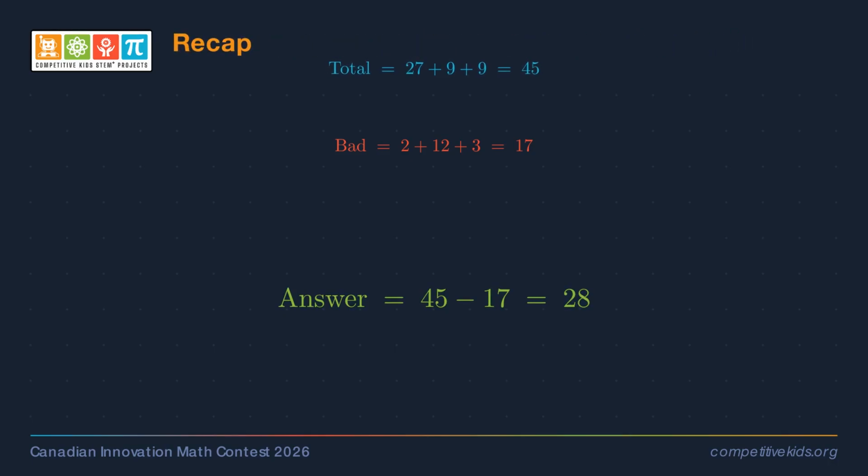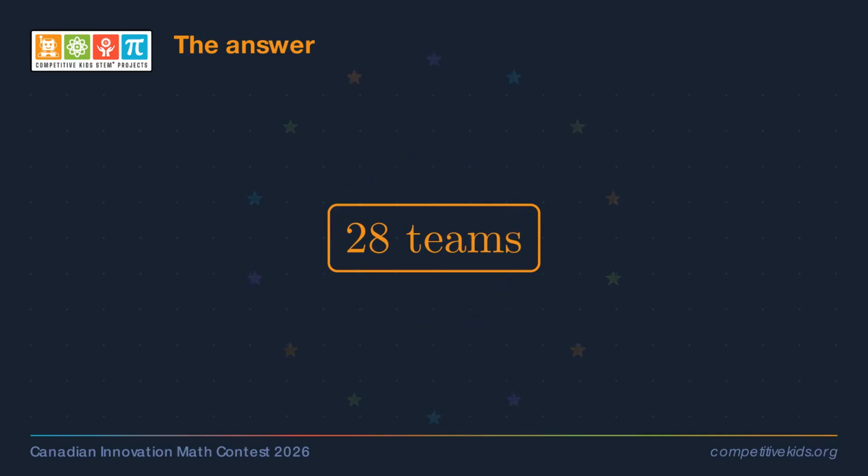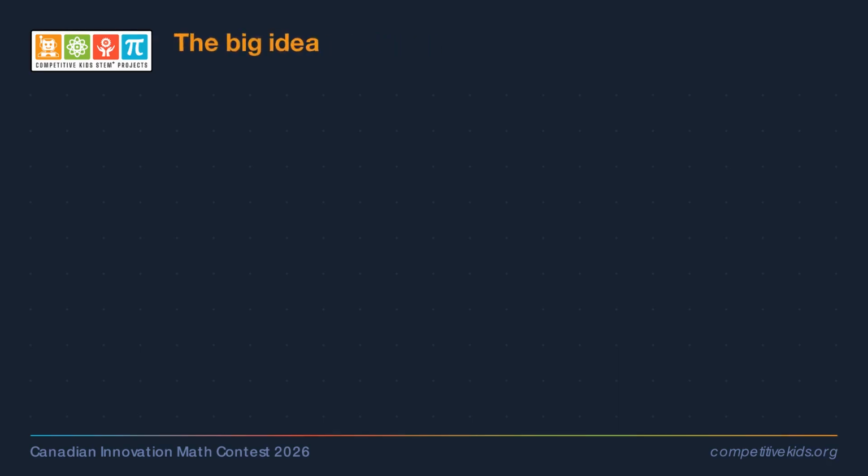The capstone uses every prior tool. Reserve the minimums from L0, combinations for the groups, subtract the bad from L2. The answer is 28 teams. Let me show you the big idea. This is the quotas and exclusion rule.